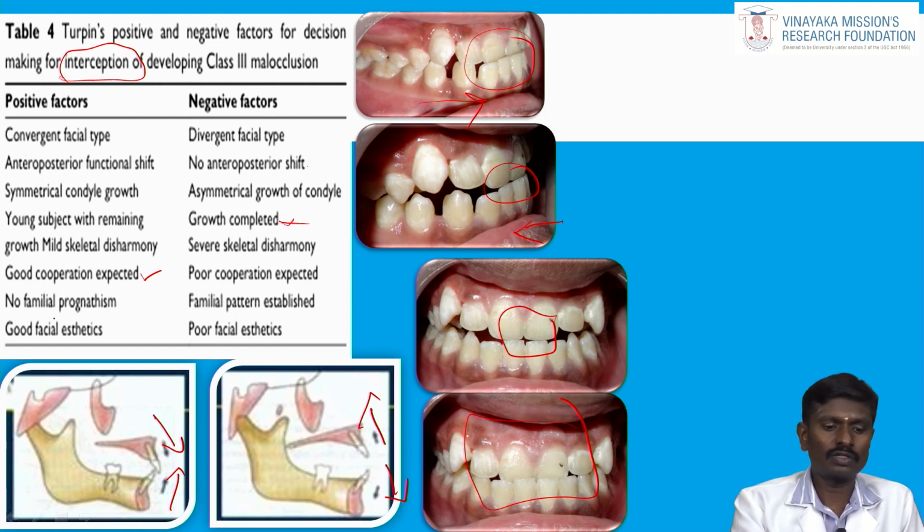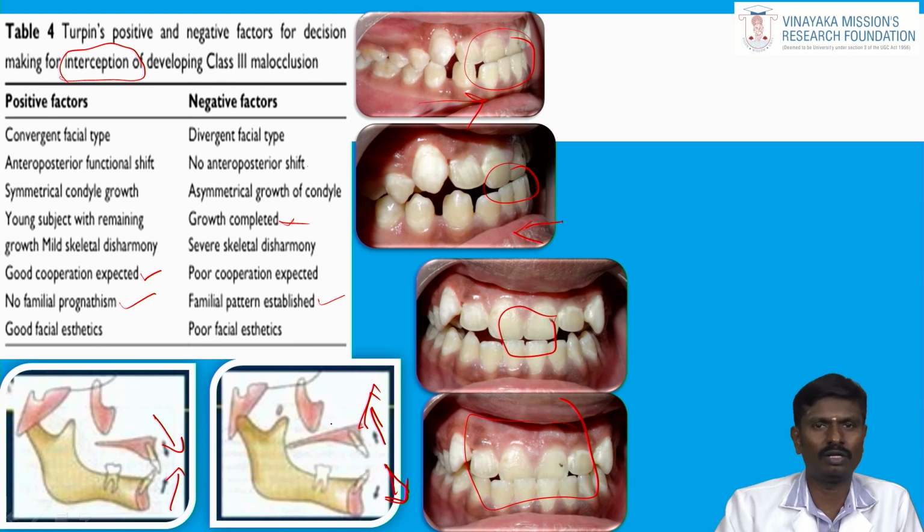And to intercept, there should not be any familial history of prognathism. If there is any familial history, you have to wait till the growth gets completed and go for surgery. And the facial aesthetics also should be good. If it is poor facial aesthetics, for example in a concave profile where the maxilla is going upward and the mandible is going backward, poor facial aesthetics will be there. In those cases, it is very difficult to intercept the class 3 malocclusions.